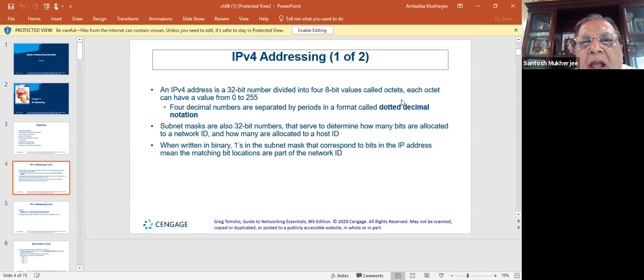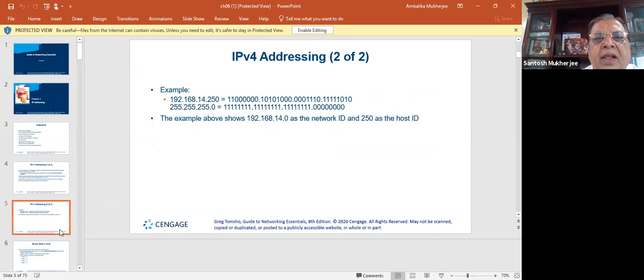The subnet mask also has a 32-bit number, and it serves to determine how many bits are allocated to the network ID. From the network ID there is a subnet, and then there is the host. Both the host and the subnet mask have 32 bits. When written in binary, the 1s in the subnet mask correspond to bits in the IP address. So in the subnet mask, we use 1 to correspond to the specific IP address bits, meaning the matching bit locations are marked as part of the network ID. See how it is happening. Example.